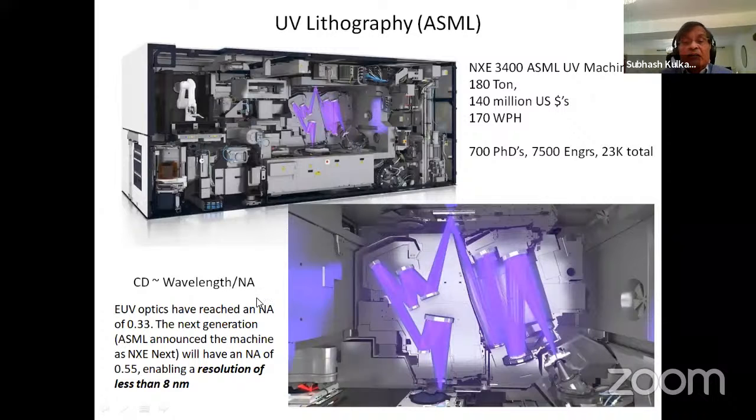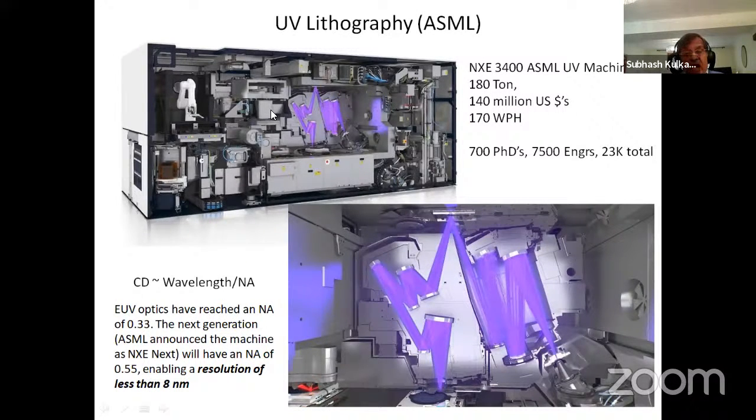This is your NXE 3400 ASML EUV machine. This is a very sophisticated machine made in Netherlands. It weighs 180 tons. This is the actual lithography machine, state of the art, recently built, and it costs $140 million. And it does process 170 wafers per hour. So you need that kind of throughput to run thousands of wafers per day operation in a fabrication facility.